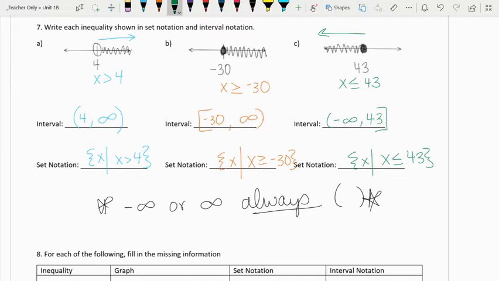Now, one thing that does happen every time, as long as your variable's first, whatever your arrow is going to be, your inequality goes towards this arrow, so it goes towards this arrow, so it goes this way. Okay, it's a nice little trick. But your variable has to be first.